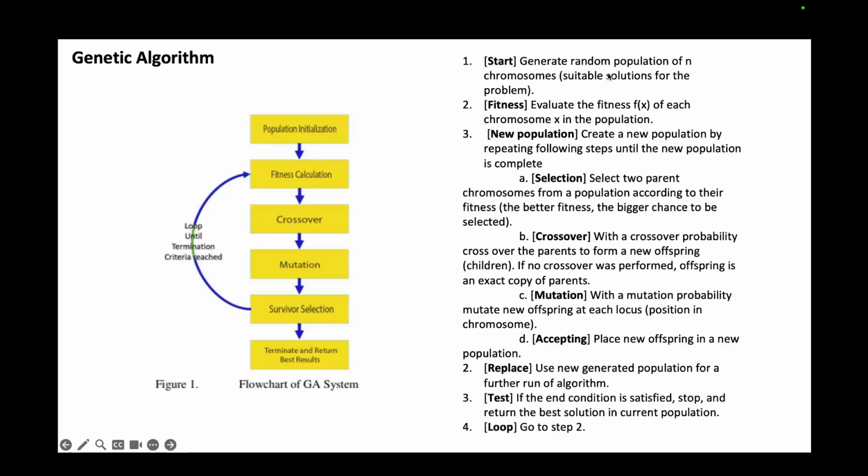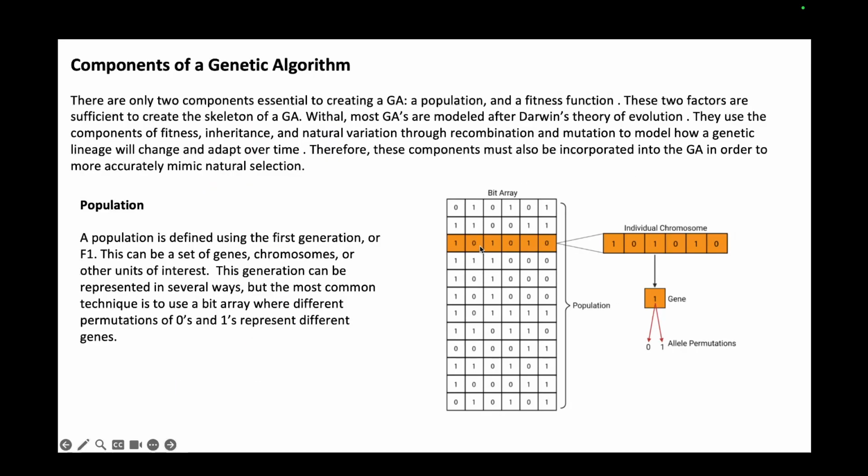So you generate a random population of n chromosomes. Sorry, generate a random population of n chromosomes, evaluate the fitness of each chromosome X in the population. Then you create a new population by repeating the following steps. First is a selection. Select two parent chromosomes from the population according to their fitness. Then you do crossover, change values. So crossover values between two different chromosomes. So for example, this chromosome and this chromosome, you can change different values, like in a crossover that actually happens in cell cycles, right?